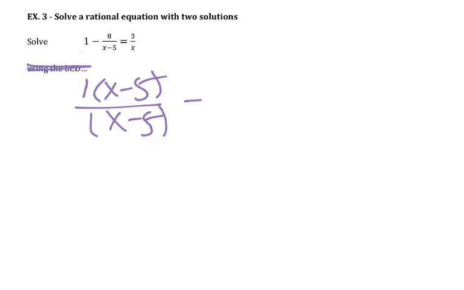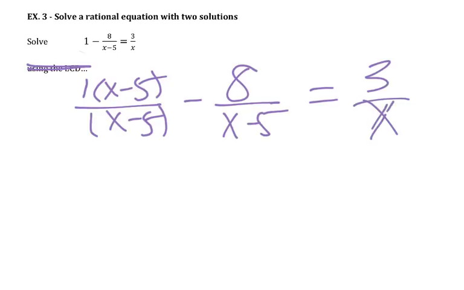So I'm going to change 1 so that it has the same denominator as 8. So this would become 1 times x minus 5 over x minus 5 minus 8 over x minus 5 equals 3 over x. I don't need to change the denominator on this side because this is already just a single fraction.